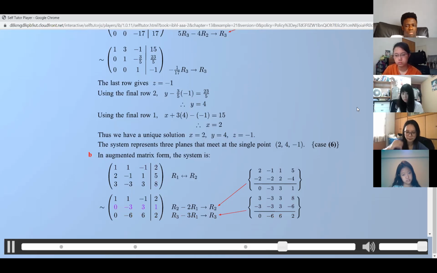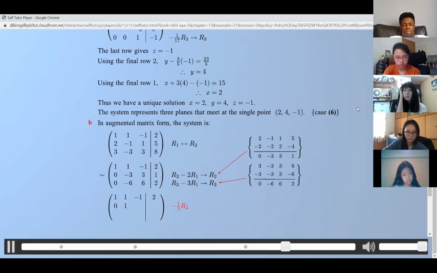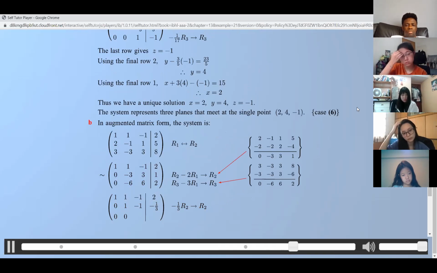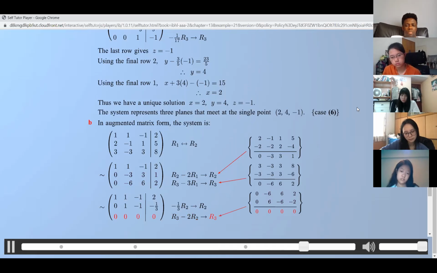Row 2 now starts with a 0. We look to make the second element 1. We multiply row 2 by -1 over 3 to give us the new row 2. We need a complete triangle of zeros in the bottom left-hand corner. So we need to perform another row operation on row 3. Row 2 has the first element 0, so this is the other row we need to use in our row operation. We start with row 3, then subtract 2 times row 2 to generate the new row 3.